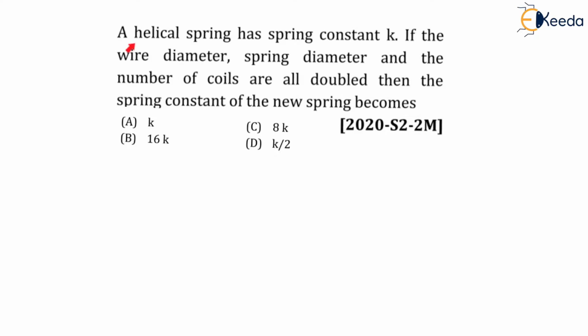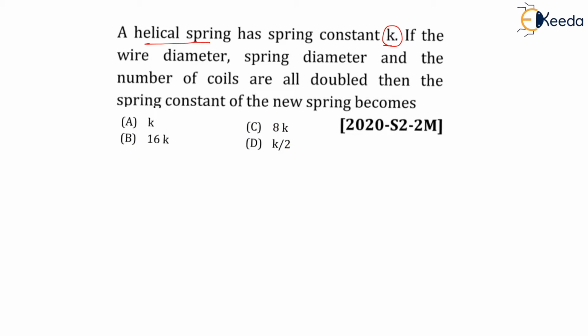Now the question is, a helical spring has spring constant K. Here for a helical spring they have mentioned the spring constant is given as K. Then if the wire diameter, spring diameter and the number of coils are all doubled, then the spring constant of the new spring becomes. Here there are 4 options.